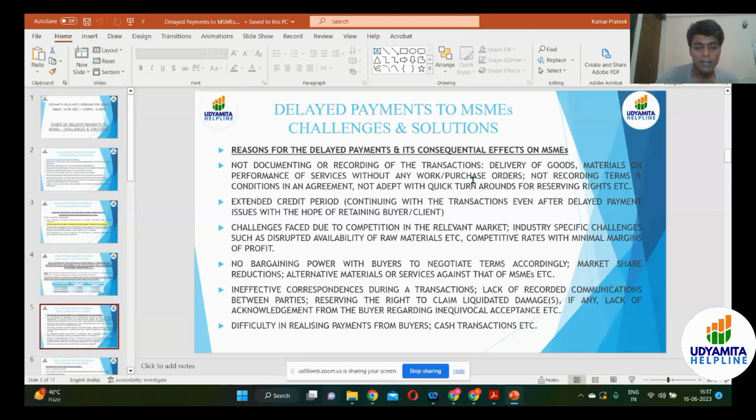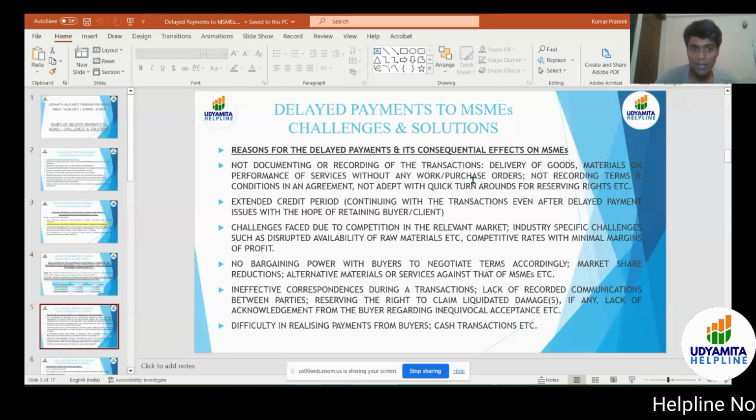So going forward, no bargaining power with buyers to negotiate terms accordingly, market share reductions, alternate materials or service against that of MSME, etc. So the bargaining power with buyers to negotiate terms accordingly is an important point. I've seen a lot of times that when large corporate houses enter into a transaction with small enterprises, the small enterprises do not have a lot to add, or a lot to ask for, because the large corporate houses can move out to other small vendors, right? I've seen a lot of small enterprises, in the absence of bargaining power, agree to onerous terms and conditions, like the extended credit period.